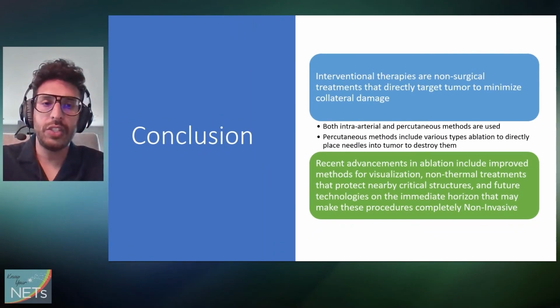So in conclusion, interventional therapies are non-surgical treatments that directly target the tumor to minimize collateral damage. As I mentioned, there's both intraarterial, which we use for patients who usually have a lot of tumor, as well as percutaneous, which is usually for patients who have a small amount of tumor. Percutaneous methods include various types of ablation that directly place needles into the tumor to destroy it. Recent advancements have helped us improve visualization as well as protect critical structures, and also potentially allow us to do these procedures completely non-invasively.